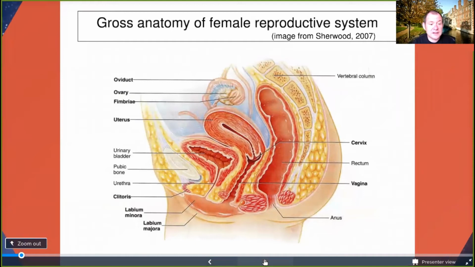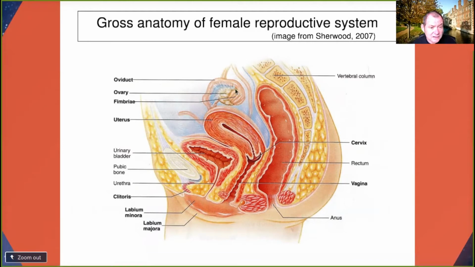Here is the anatomy of the female reproductive system. I'm not going to go through every single one of those. This is for you to just take a look at and get a general feel for. The important structures for female reproduction are obviously the ovaries and the oviduct, known as the fallopian tube, that connects the ovary to the uterus. So the egg can be fertilized, move into the uterus and implant.